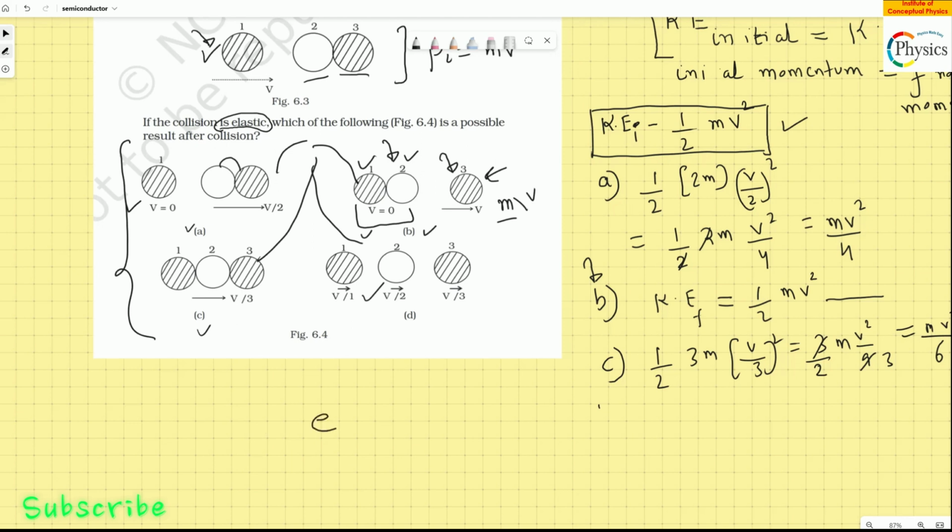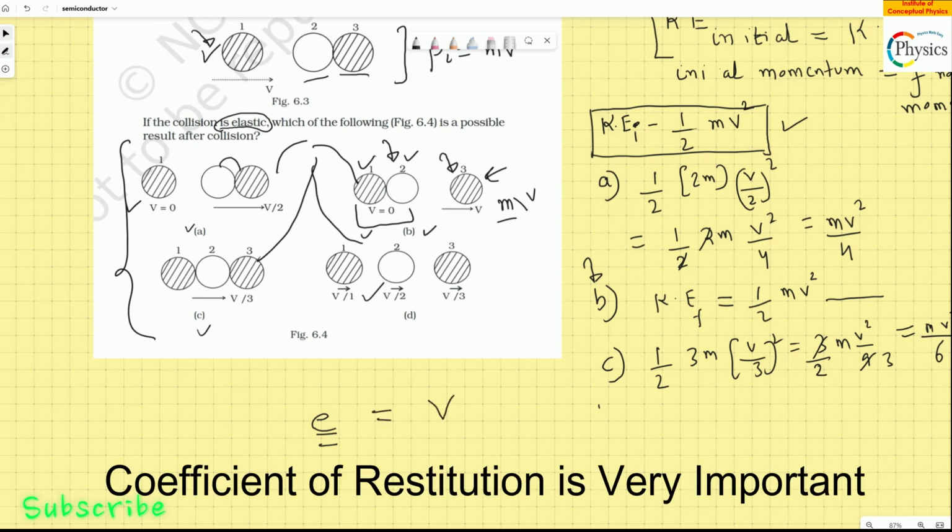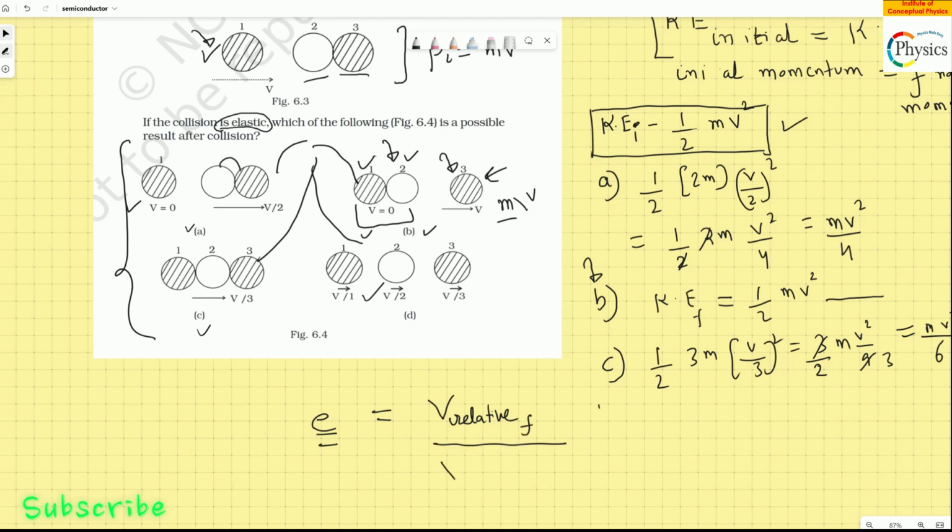But remember, there is something called the coefficient of restitution, which is equal to the ratio of the relative velocity after collision, so this is final, divided by the relative velocity initial. So this is the relative velocity between the two bodies before, when your two bodies are coming and striking each other. If the coefficient of restitution comes out to be 1, the collision is elastic.